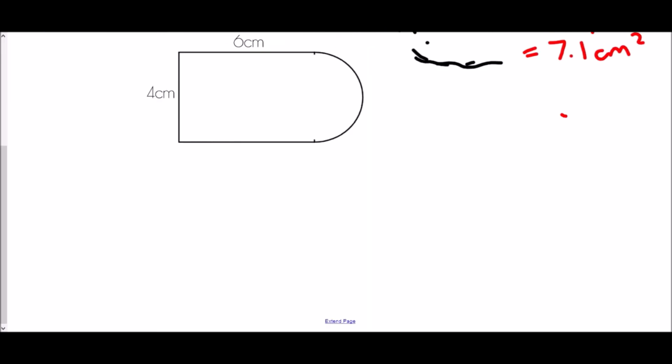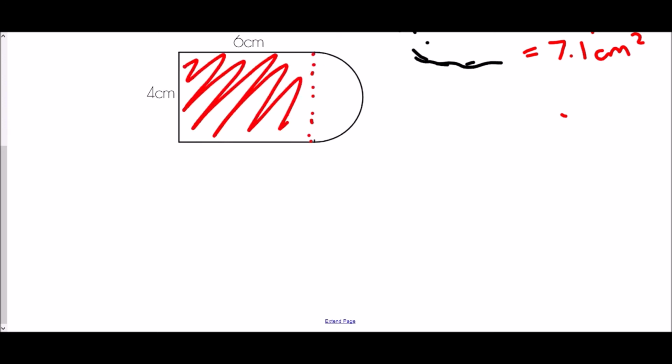The last shape is a combination of different shapes. What we've got here, if we think about it, breaking it down, well, here we have a rectangle, and then here we have a semicircle. And so we're going to need to treat both of those as 2 separate pieces to start with.